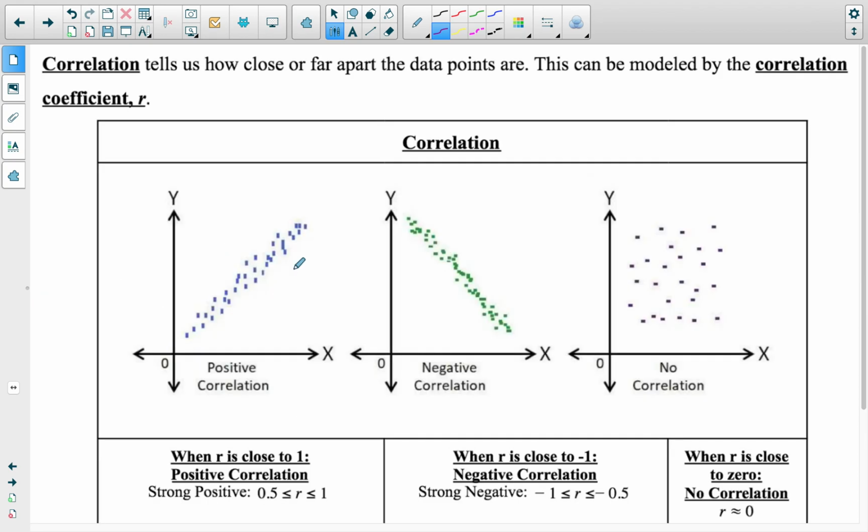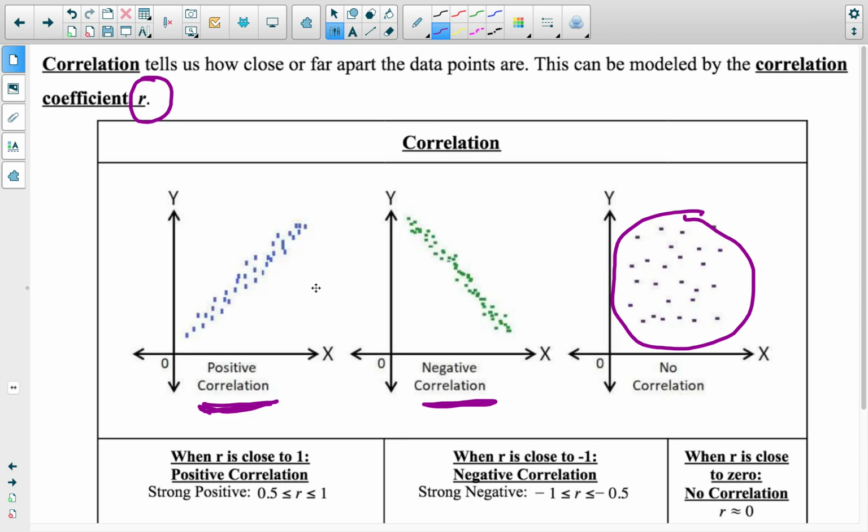Correlation tells us how close or far apart these data points are, and it can be modeled by the correlation coefficient, which is represented by the letter R. So if you see that all the dots are pretty close together in a tight cloud, and if it's trending upwards, that would be called a relationship that has positive correlation. If we have a tight cloud that's sloping downward, that would be a negative correlation. And then if it doesn't really appear that there is a line at all, if it just kind of looks like a really open cloud, like a zero, there would be no correlation.